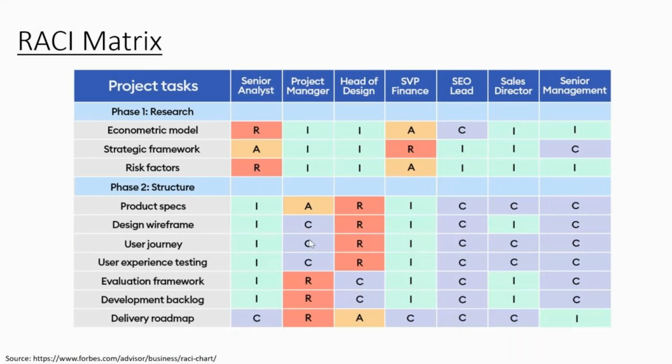And then you have two roles who have the responsibility of being the informed people. Who are they? The senior analyst and your SVP of finance. These are the people who are informed on a regular basis: this is what we have done, these are the things that you are considering, these are the risks that we have identified, and this is what the end timelines could be. So this is how you create a RACI matrix.